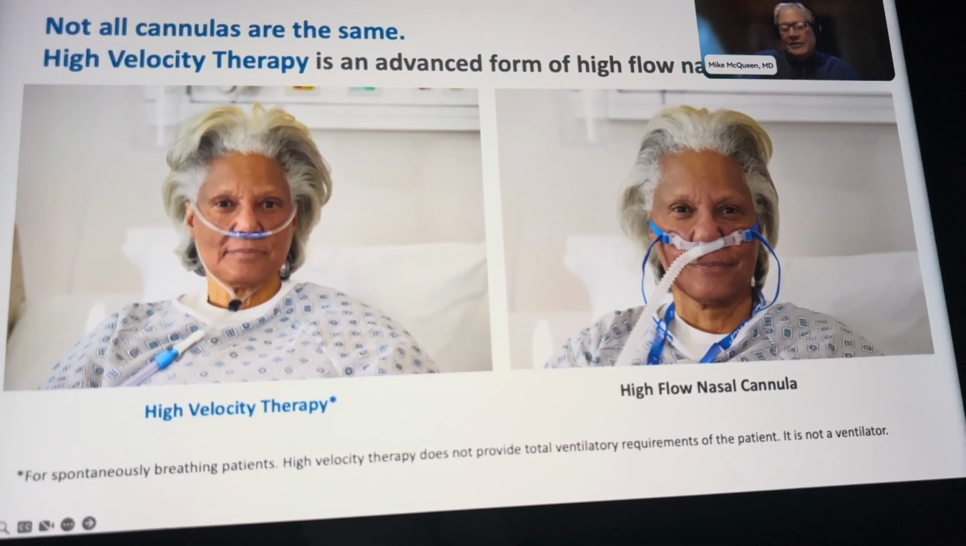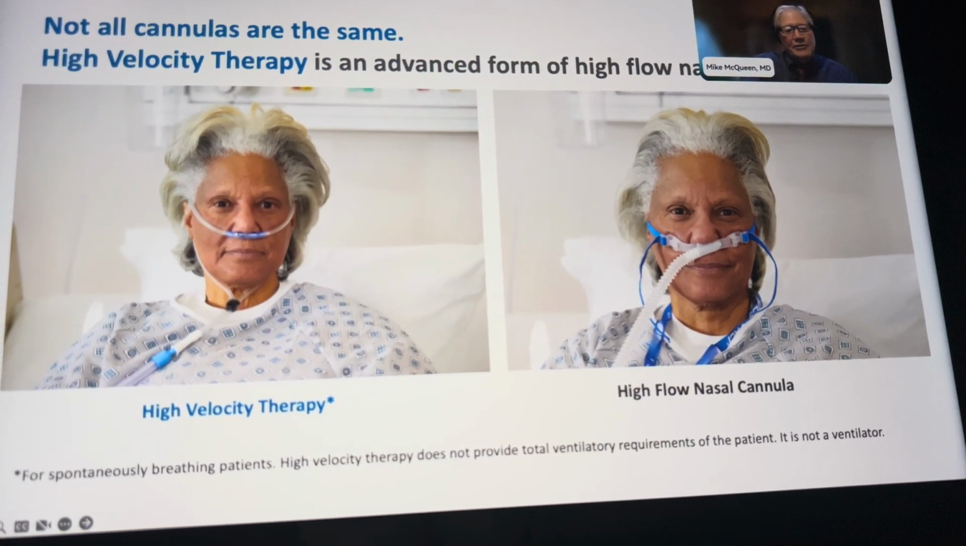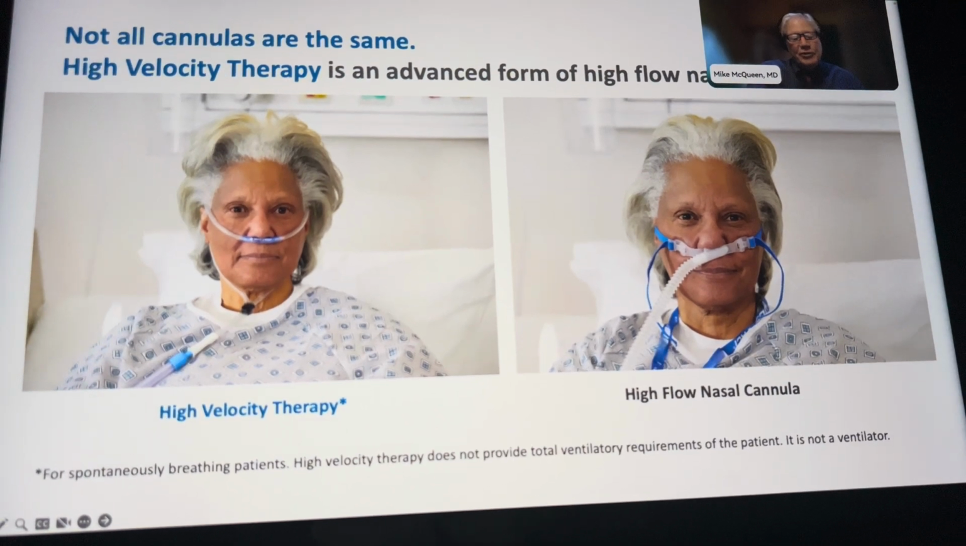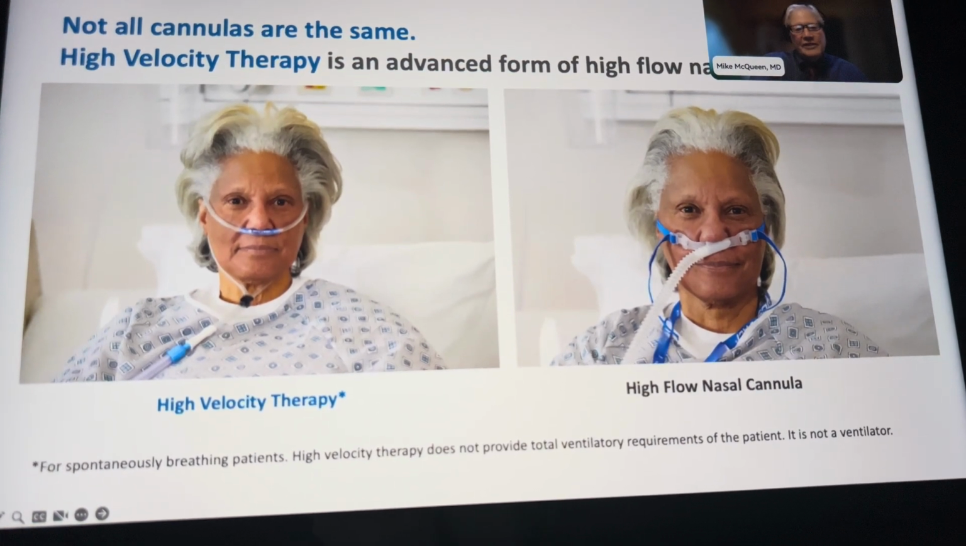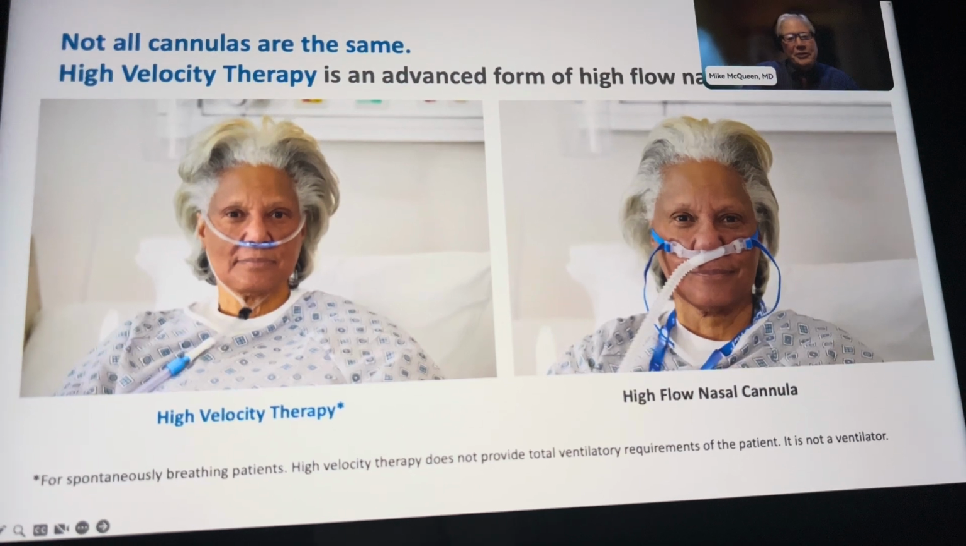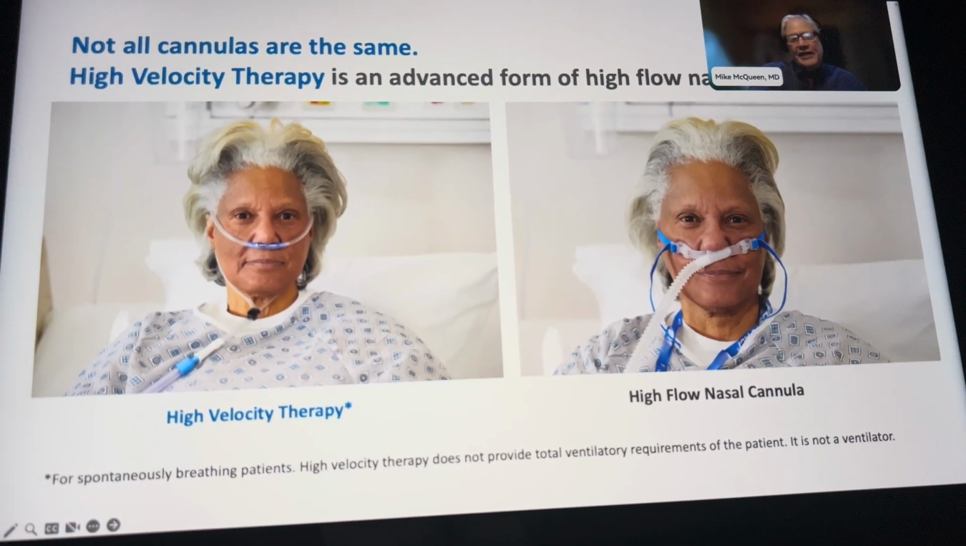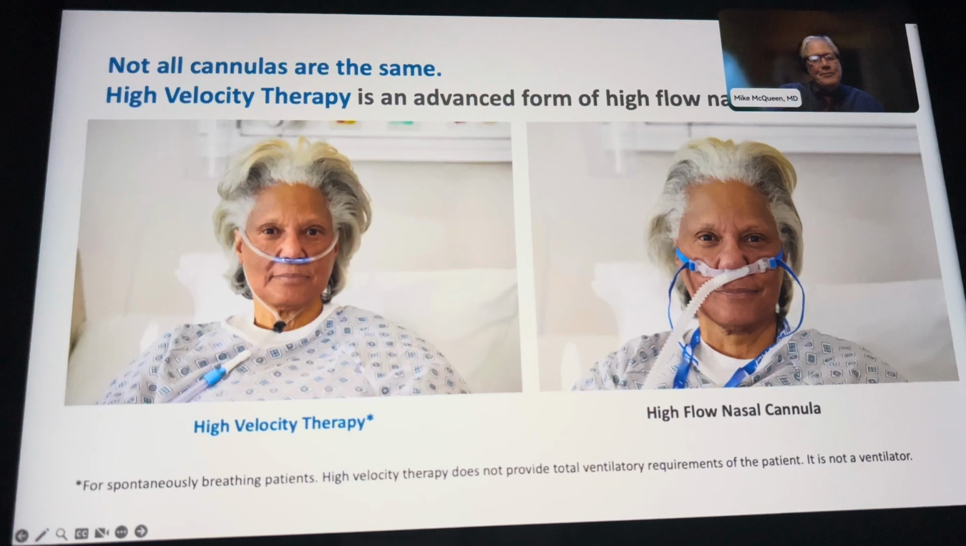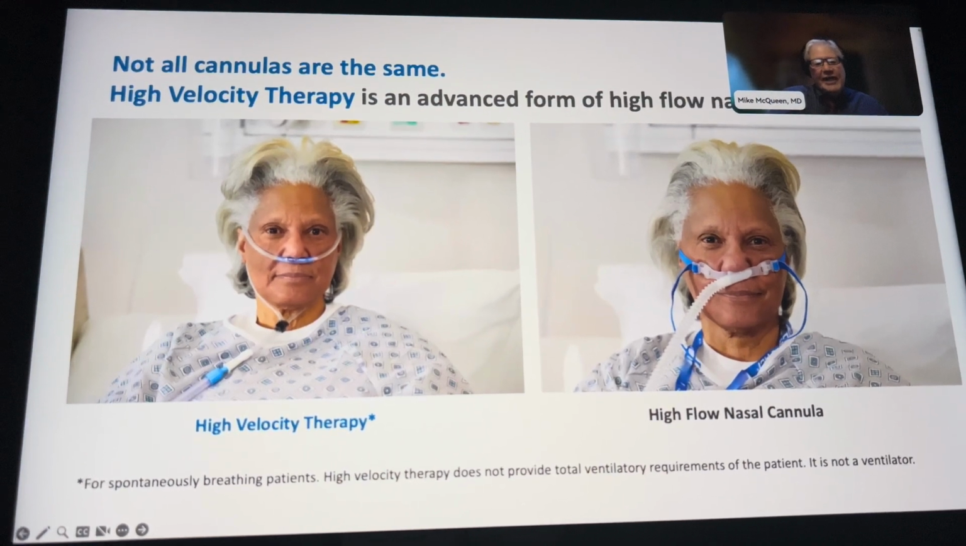So what I always tell my colleagues is if you want to scrub dirt off your car, you put your thumb over the end of the hose. If you want to scrub CO2 out of the extrathoracic dead space during the expiratory phase, you put your thumb over the end of the hose. Scott, thank you for that great demonstration. So the punchline: not all cannulas are the same.